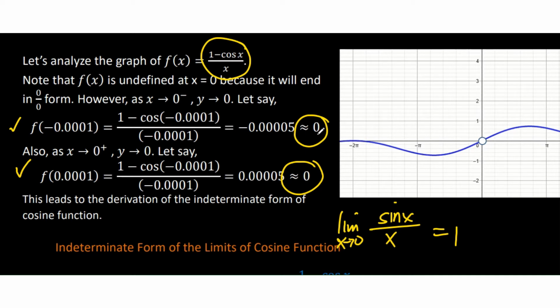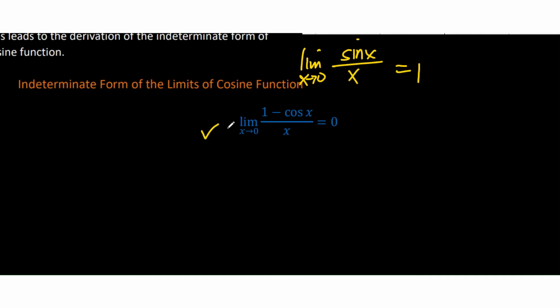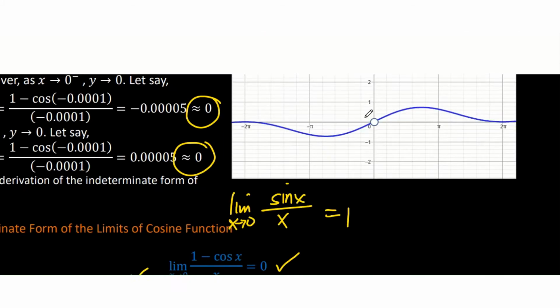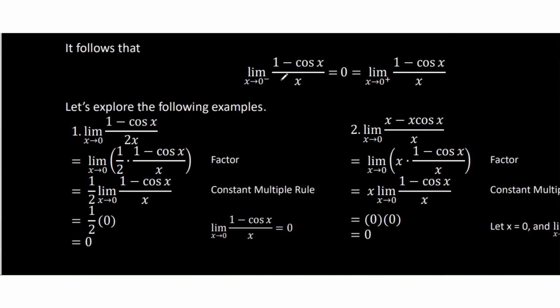So we now proceed to the special limit of cosine function. Now, according to the rule, limit of 1 minus cosine x over x as x approaches 0 is simply 0. Well, that is according to the graph also, that when you go to the left or to the right of 0, then y approaches 0. Okay, now let's have the first example. Again, it also follows that the left and right are equal and they're both equal to 0.